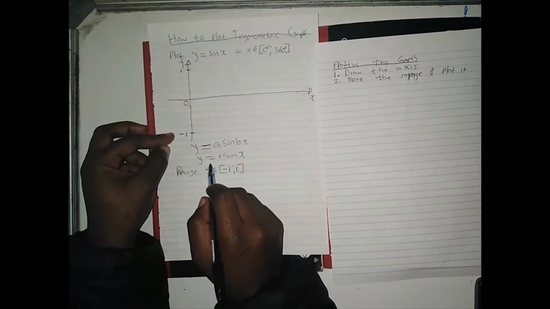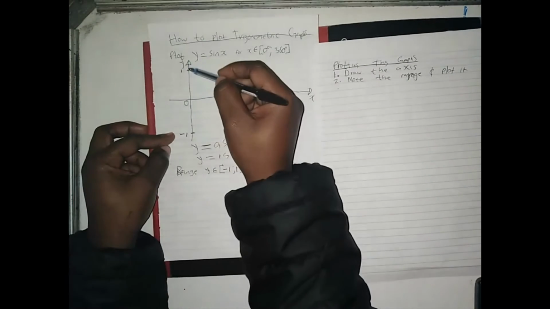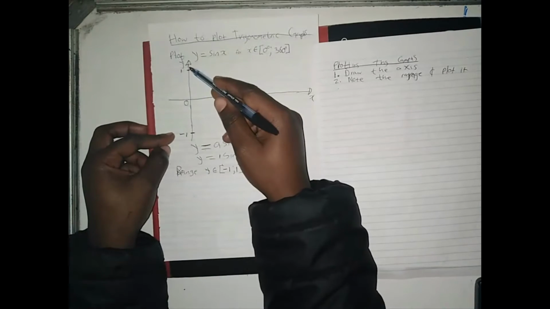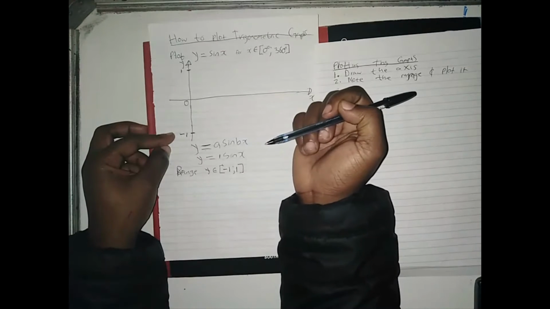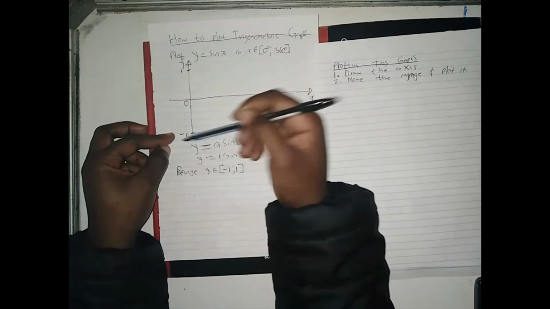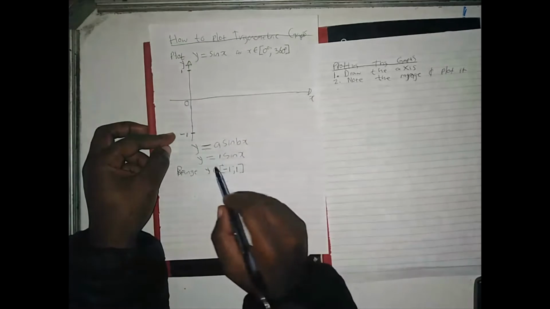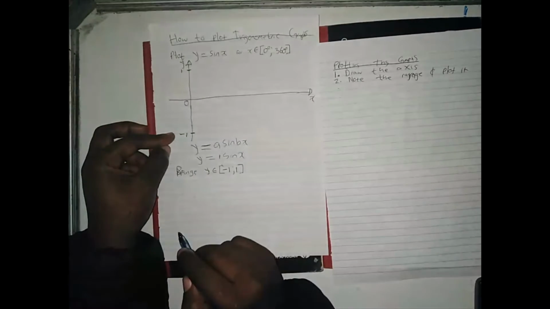Right, so this number here tells us about the amplitude. If this number here is 2, therefore the distance from here to here must be 2. If this number is 3, then the distance from here to here must be 3, and the distance from here to here must also be 3. So it will then be -3 and 3. But in this particular case, the amplitude is 1, so the distance from here to here is 1, and the distance from here to here is 1.